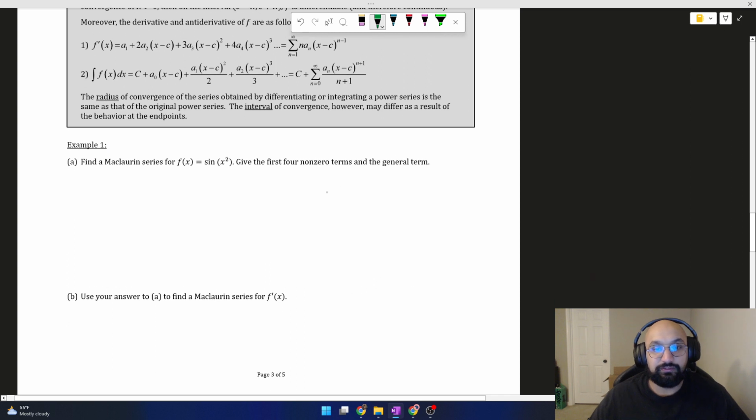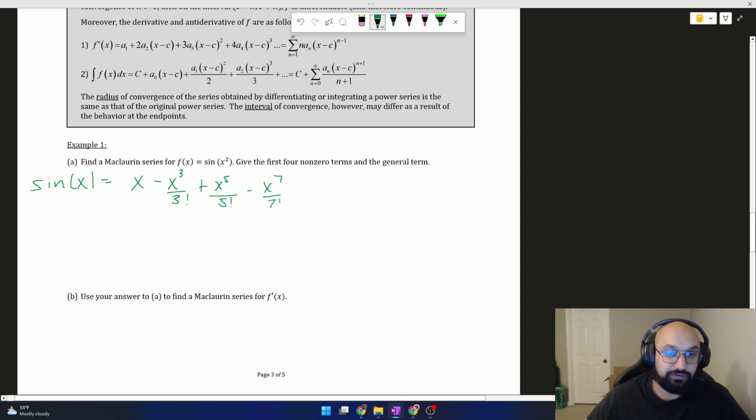So for part A, it says find a Maclaurin series for f of x is sine of x squared, and give the first four non-zero terms and the general term. Now, the sine of x is given by all of the odd values, so that's going to be x minus x cubed over 3 factorial, plus x to the 5 over 5 factorial, minus x to the 7 over 7 factorial. The general term will come in handy when trying to construct the new general term.